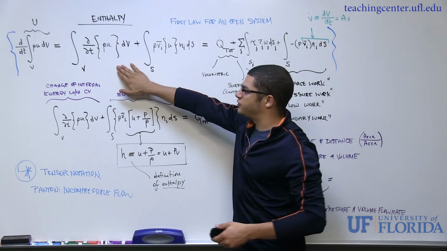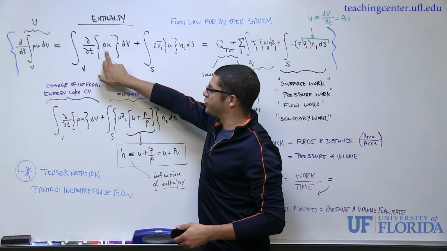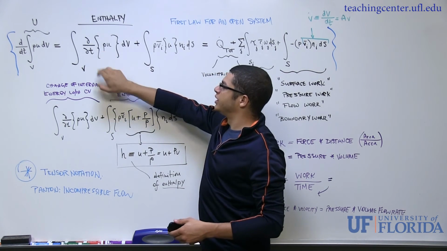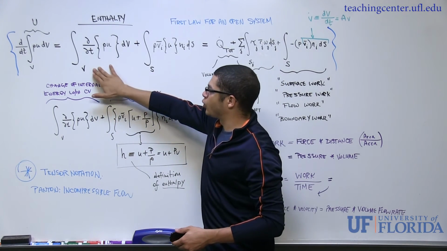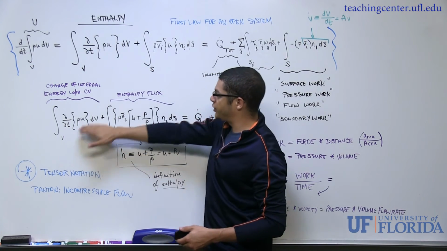So this one is pretty easy to see. You've got a partial derivative with respect to time of this product, rho u, which is the specific internal energy times the density. Together they form the internal energy per unit volume. And this whole thing is integrated over the entire control volume, so the same term comes down here.